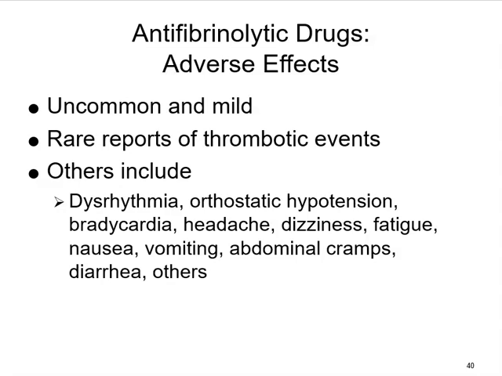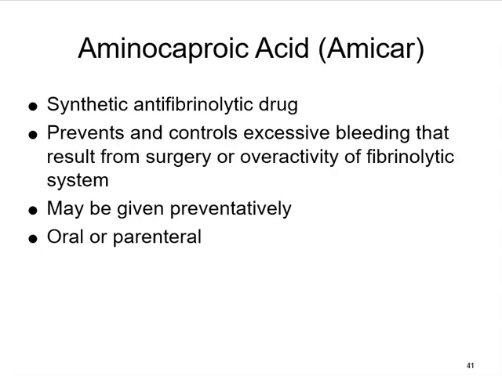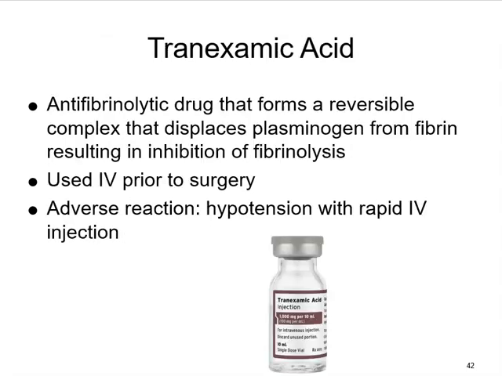So let's take a look at some of these drugs. Aminocaproic acid is one that we use following surgery. So people who have a lot of bleeding in surgery, and if we know that they're going to potentially be bleeders, then we would give it preventatively. There's an oral form as well as parenteral. All right, so tranexamic acid is basically a medication that's given IV, and it's used to prevent bleeding during surgery. But of course, this medication can cause decreased blood pressure if we give it under rapid IV infusion.